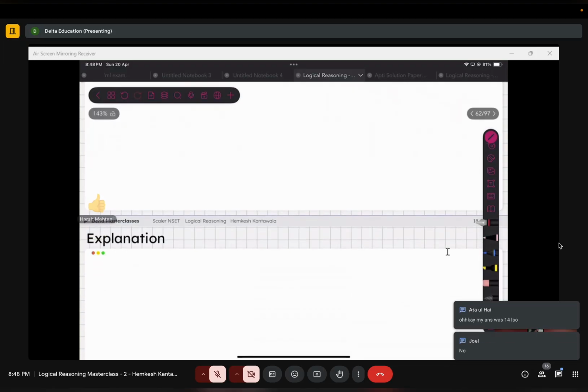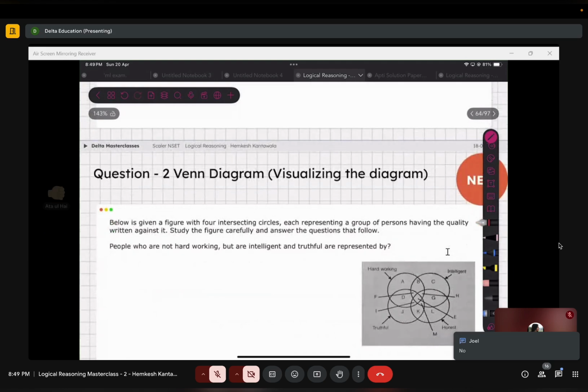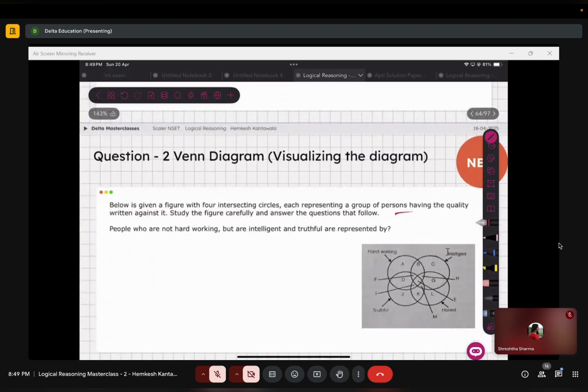No doubts? Great. Let's go to the next question then. The next question is just simple visualizing the diagram. Take 1 minute. First of all, read the question. Below is the given figure with 4 intersecting circles, each representing a group of persons having quality written against it. We need to study the diagram carefully and answer this question.